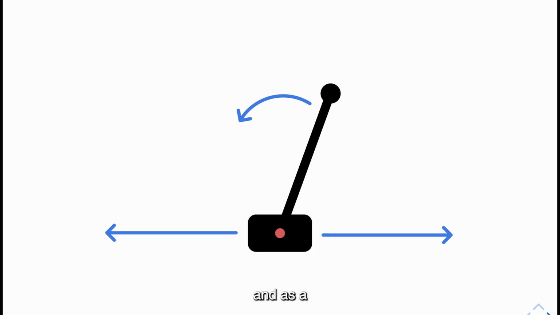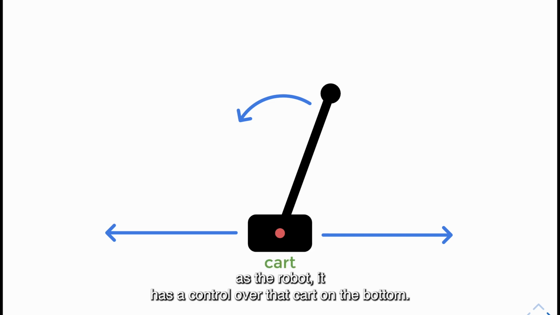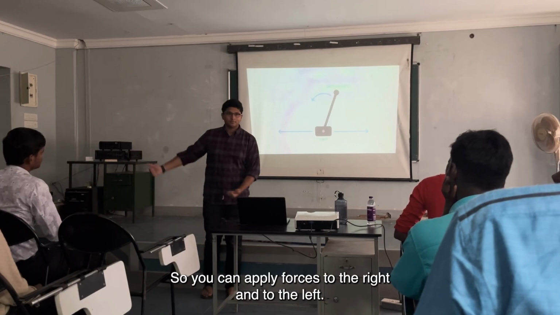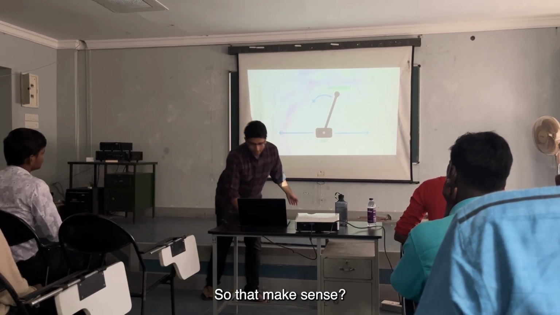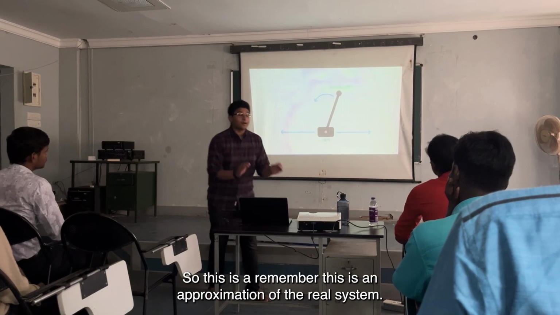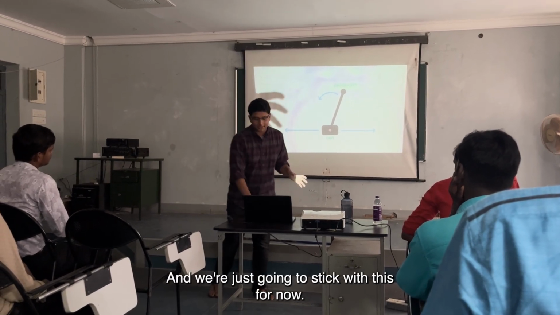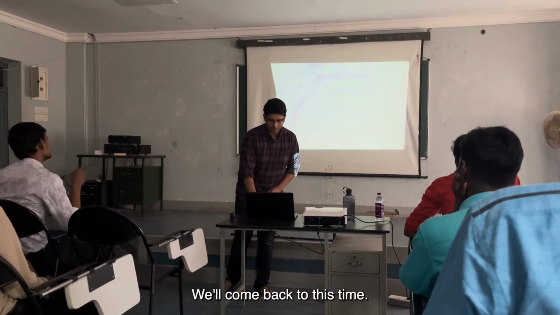And as the robot, it has control over that cart on the bottom. So you can apply forces to the right and to the left. Does that make sense? So this is, remember, an approximation of the real system. And we're just going to stick with this for now, maybe come back to it the first time.